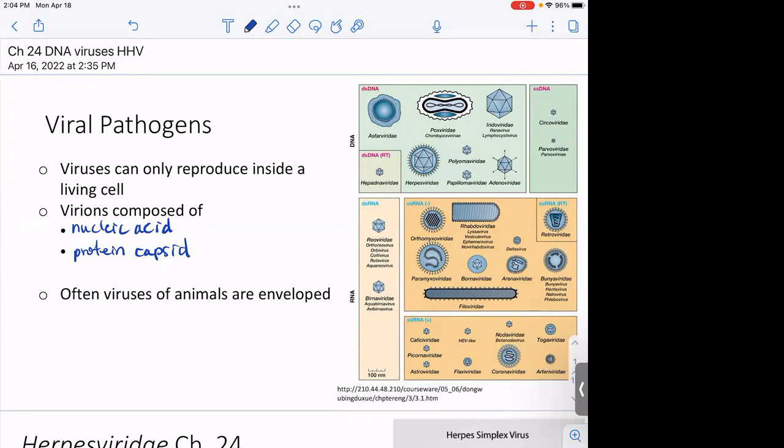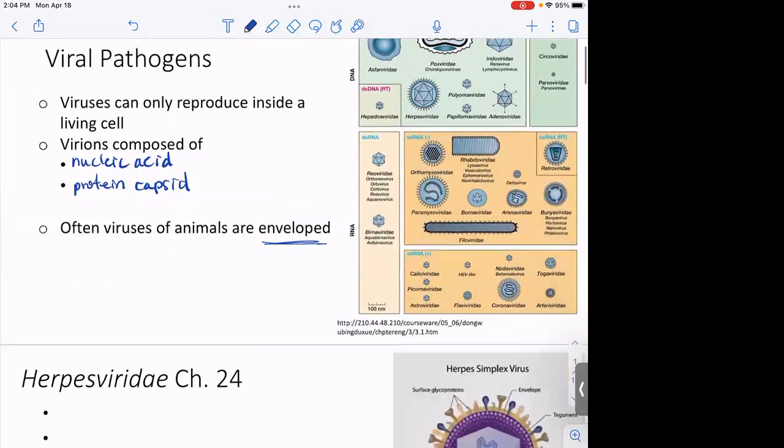Okay, and then of course some viruses are enveloped, so they have this phospholipid membrane around them. I think there's maybe one bacteriophage that actually has an envelope, but it's mostly animal viruses, ones that infect humans, for instance. A lot of them are enveloped, not all of them, but that's much more common for that to be the case.